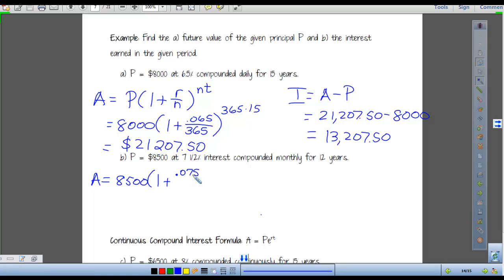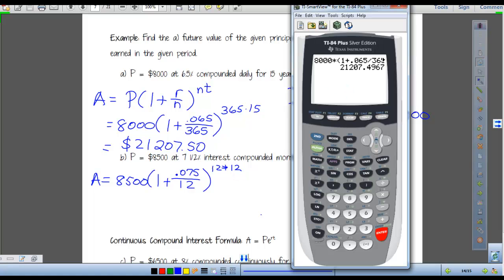Okay, all right, 0.075. We're going to divide it by 12. We're going to raise this to 12 times 12. Okay. All right, so that should get it for us. 128,000. Okay. All right. Well, let's do it again because the calculator can be a little tricky.